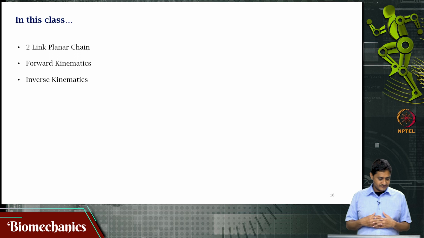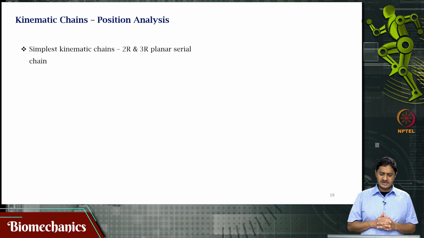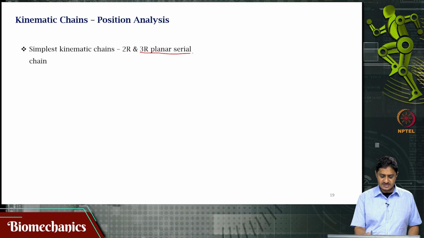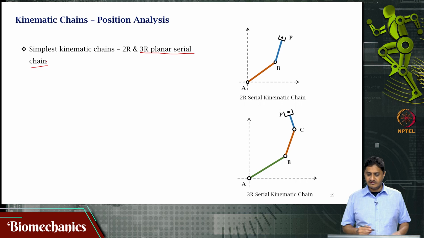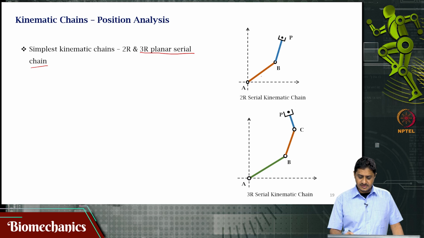So, consider the simplest kinematic chain, a two-link planar serial chain. We will also be focusing on 3R or the three-link planar serial chain, which we will do in a future video. For now, we restrict our attention to a 2R planar serial chain, that is of this type, right. So, there is one link AB. I am going to call this link length as L1 and another link BP. I am going to call that link length as L2, right.